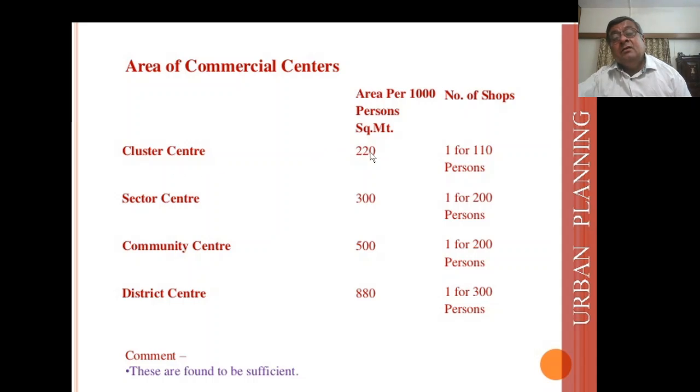So cluster center, the shop should be 220 square meter and it should be 1 for 110 persons. Sector center, area of shop should be 300 square meter and it should be 1 for 200 persons. Community center, area of shop should be 500 square meter, and it should be 1 for 200 persons. Now for district center, area of commercial center should be 880 square meter and it should be 1 for 300 persons. Comment, conclusion or suggestion, these are found to be sufficient.